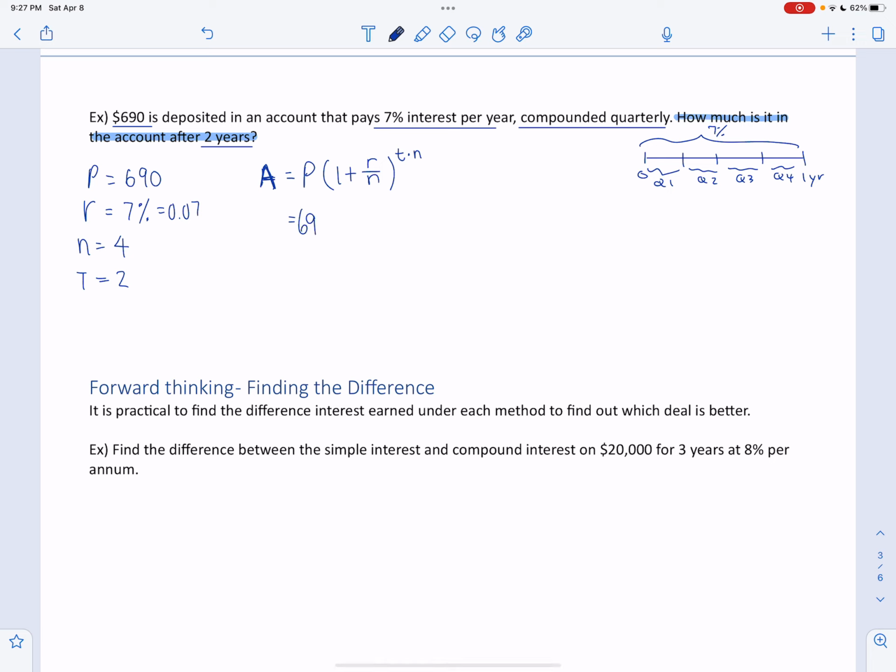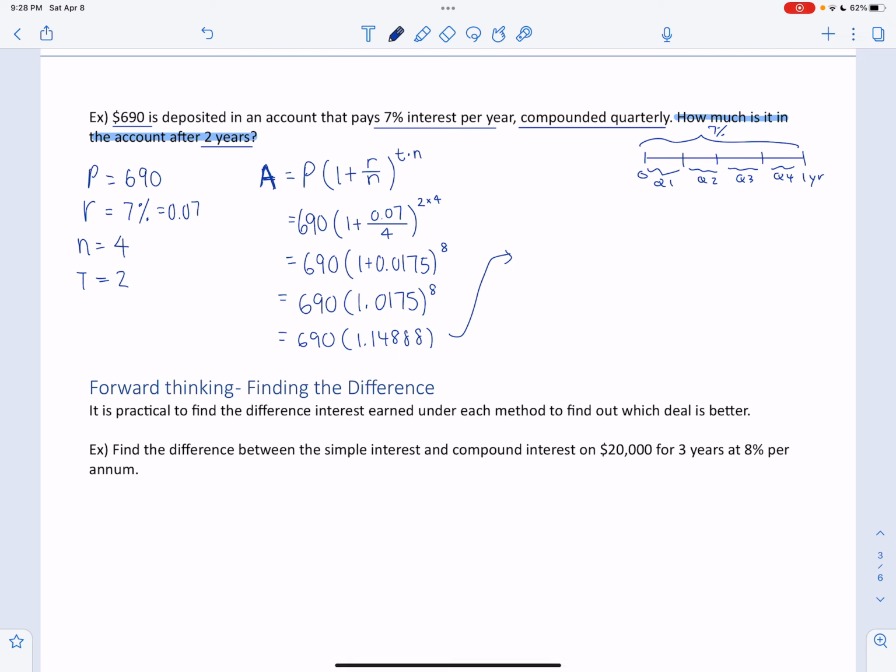So plugging everything in that we know, then divide by 4, and 2 times 4 is 8. So we have 8 compound periods in the 2 years. So 690 times (1 plus 0.07 divided by 4, which is 0.0175) to the power of 8. That is 690 times 1.0175 to the power of 8, so 690 times 1.14888 for rounding. So it's about $792.73. Okay, so I'm not looking for interest.